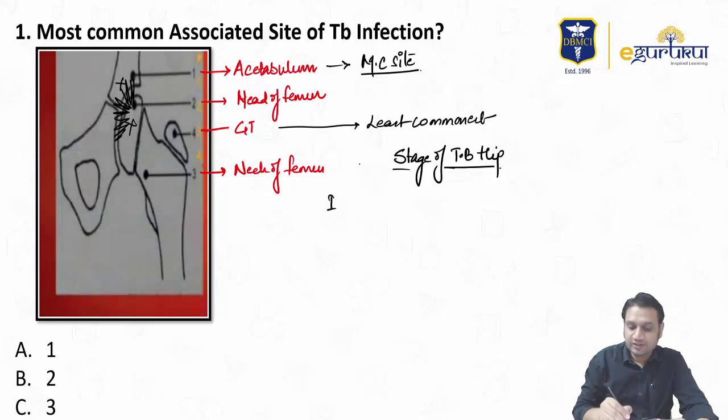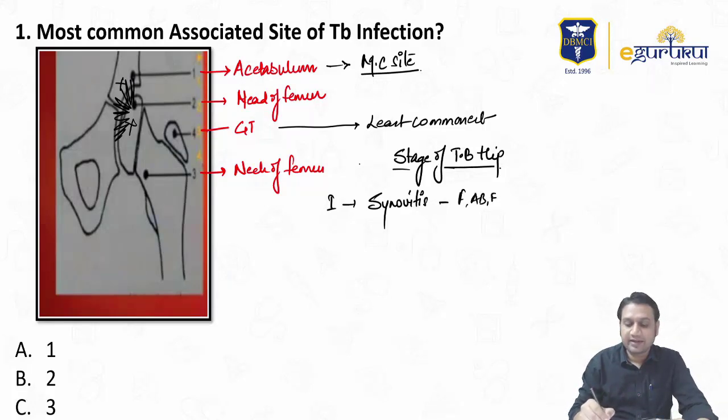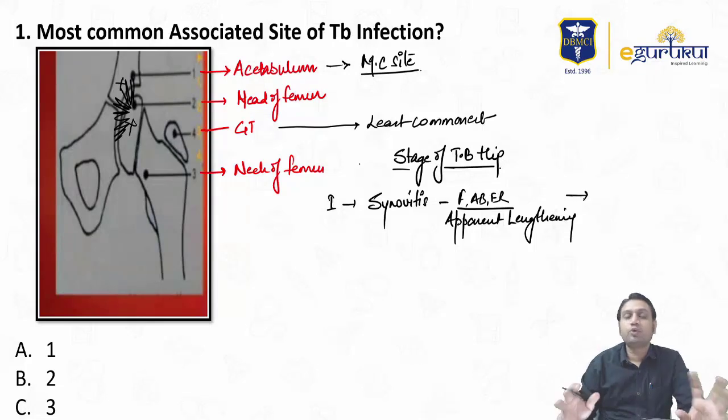The first stage is the stage of synovitis, and the attitude here is flexion, abduction and external rotation. With abduction, we see apparent lengthening in the patient. The radiological bony changes are not much seen on x-rays. There can be marginal erosions, but not gross changes. So in stage 1 we don't find much change in the x-ray.